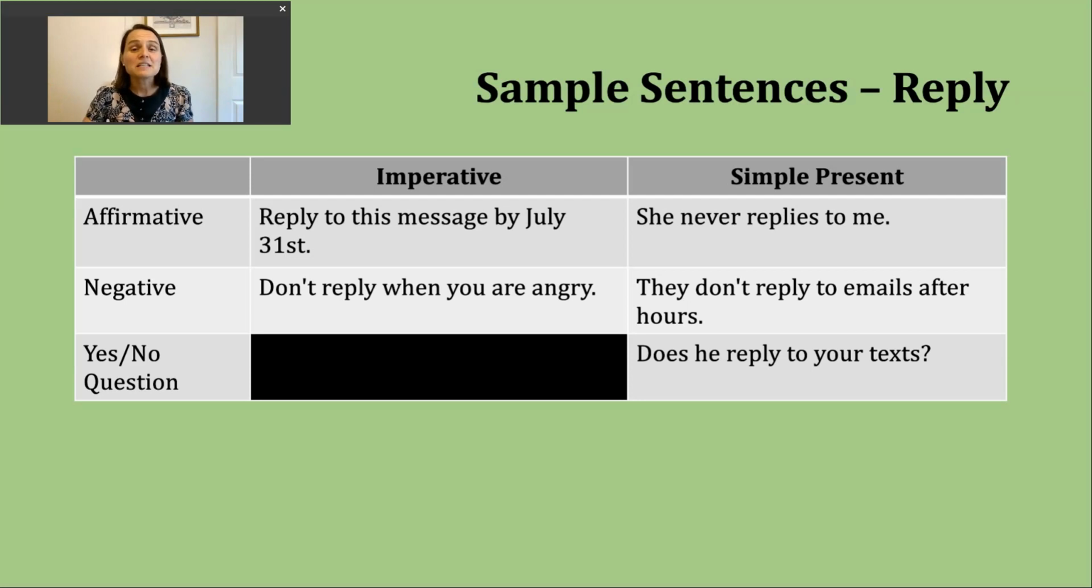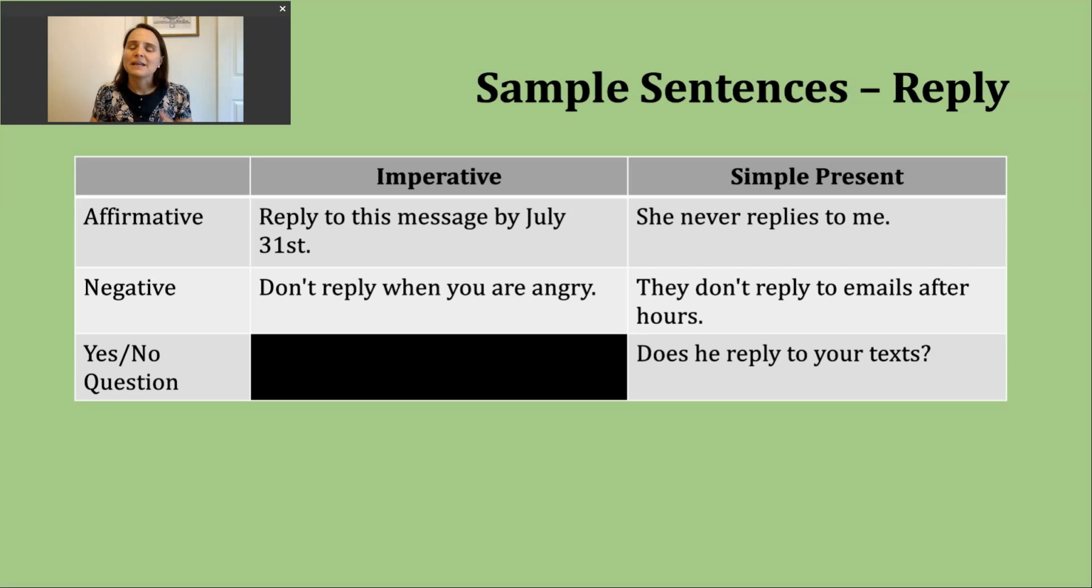So now let's move on to the simple present. We use this verb tense to talk about our habits and routines. We also use it to discuss facts. And the thing to remember about the simple present is to pay attention to the subject. So in the affirmative, if our subject is I, you, we, or they, we just want to use the base verb. But if our subject is he, she, or it, then we need to add an S to our verb.